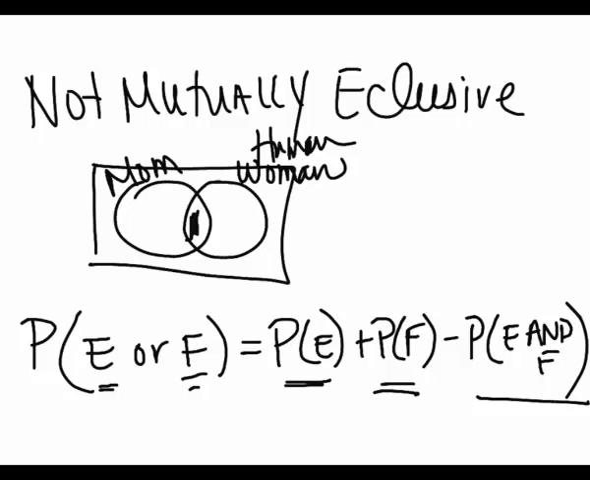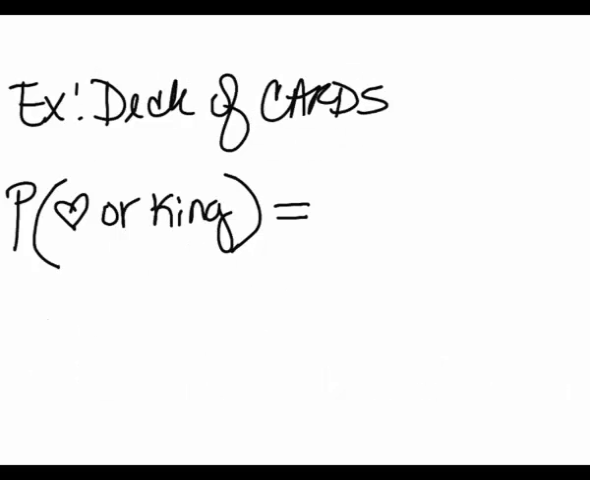Let me show you in an example. Okay, let's say I had a standard deck of cards again, and now I want to find the probability of me picking a heart or picking a king. So then you ask yourself, are these events mutually exclusive? Are they disjoint? And the answer is no, they're not, because there is a card in the deck that's both. There is a card in the deck that's a king and a heart. Does that make sense?